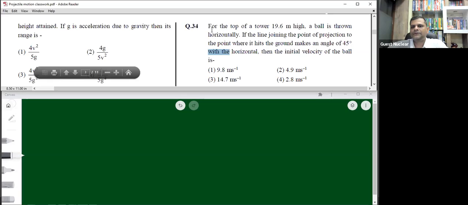Okay, just read. From the top of the tower, 19.6 meter high, a ball is thrown horizontally. If the line joining the point of projection to the point where it hits the ground makes an angle of 45 degree with the horizontal, then the initial velocity of the ball must be.